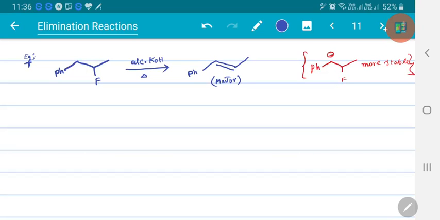So whenever there is a poor leaving group, a carbanion is formed. The more stable the carbanion, the more readily the reaction occurs. Generally, primary carbanions are more stable, so you will get double bonds at the terminal positions. But whenever the carbanion is stable at some other position, as in this case, we get the Saytzeff type product. So you must be careful about where the carbanion obtained is more stable. Let me go for another example.